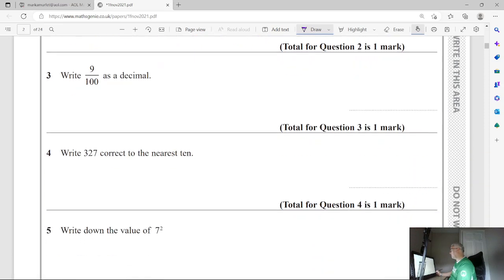Write 9/100ths as a decimal. So with this one, you're going to do exactly what it says on the tin. 9. Remember that the fraction line means divide. Divide by 100. Now it's very easy in these cases to get these the wrong way around in your bus stop. So we've got 9 divide by 100. So the 100 is going to go outside now.